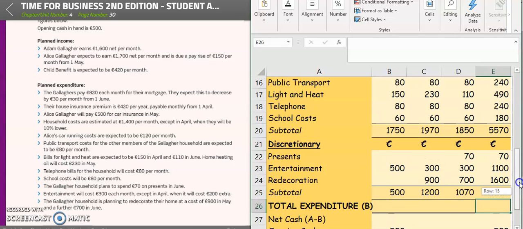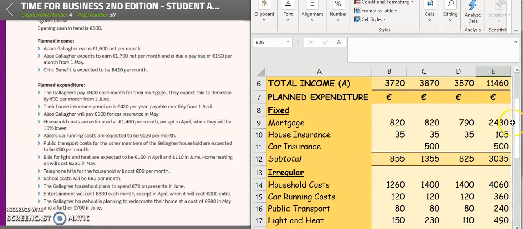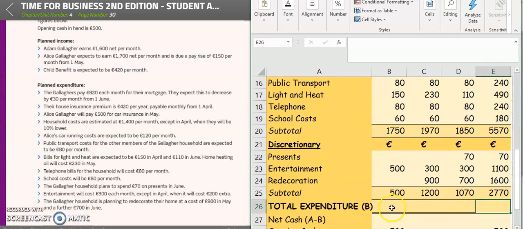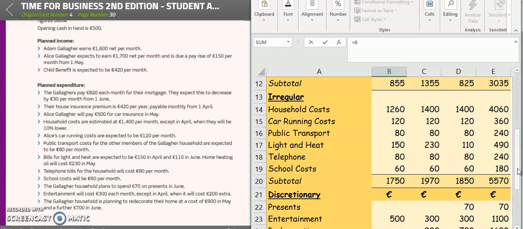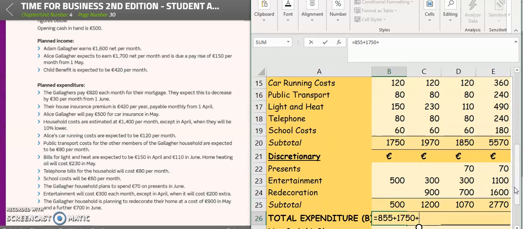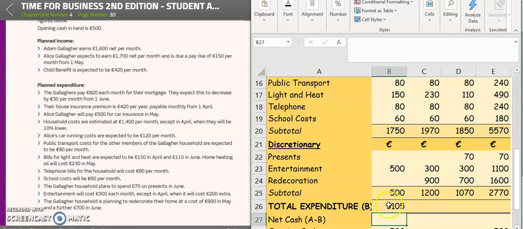So your total expenditure is where we take the subtotals for our fixed, irregular, and discretionary, and we add them up. So the total expenditure for April: the subtotal for fixed is 855. We're going to add on the subtotal for irregular of 1,750, and then the discretionary subtotal of 500. So you're taking your subtotals for each section and adding them up. That's their total expenditure for April of 3,105.